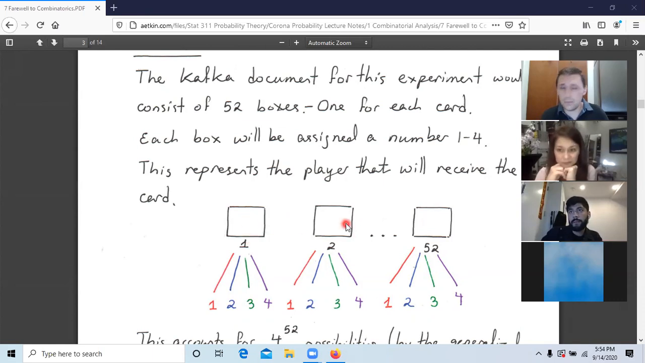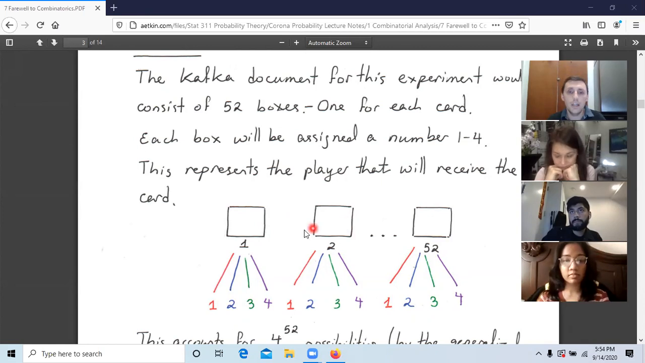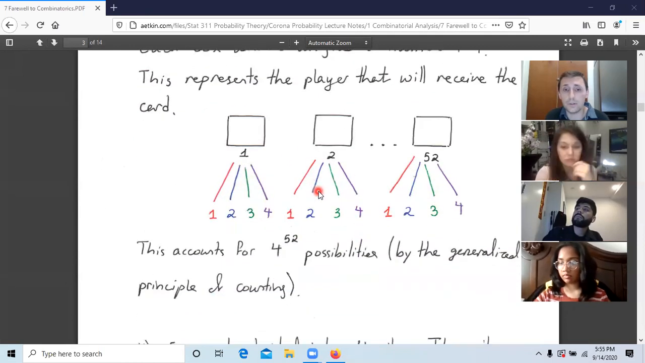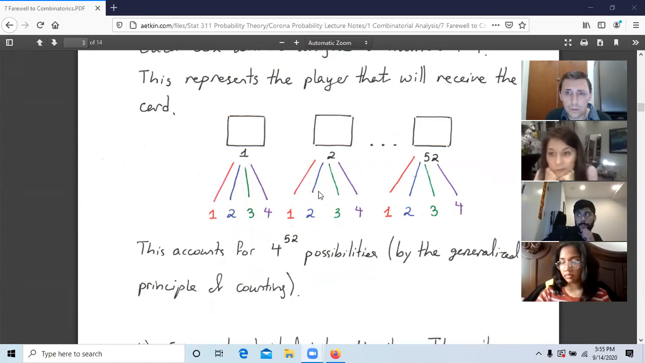Guys, you see, there are all sorts of mistakes I can make, but if I develop a clear plan of how I interpret, how do I know which card was assigned where, then I know how to count. So it's 52 experiments, and the outcome of each experiment is a number between 1 and 4. So it's 4 to the 52. Melissa, clear? Yes, thank you. Understood. Good, guys?